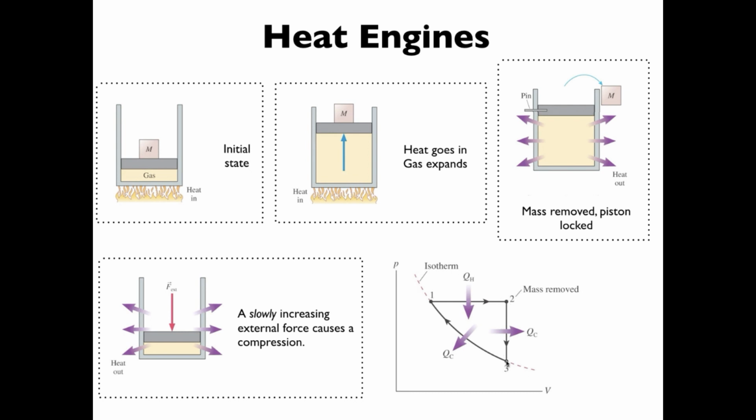Then last but not least, you slowly increase the force, meaning you have an isothermal compression, and heat leaves your system while you do this slowly. So this is your PV diagram for this heat engine. And since you get back to the same state at the end, you can start this all over.